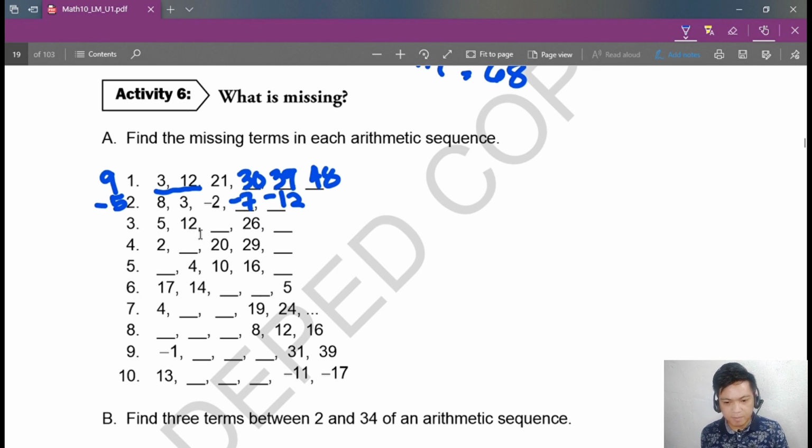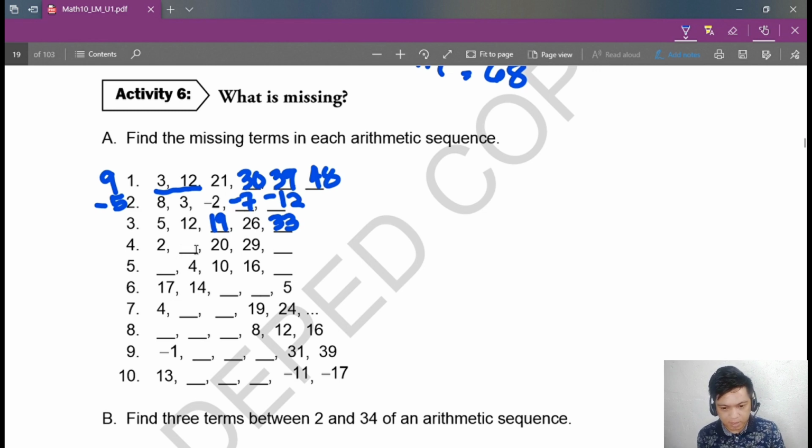Sa number 3 naman, the common difference is 12 minus 5. That's 7. So, 7. So, 12 plus 7 is 19. 19 plus 7 is 26. 26 plus 7 is 33. Okay, next one.